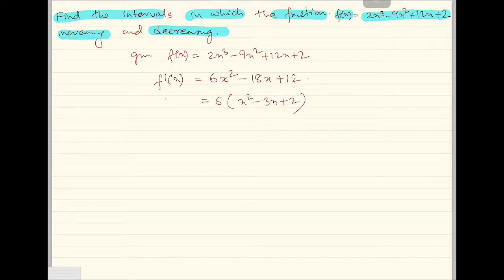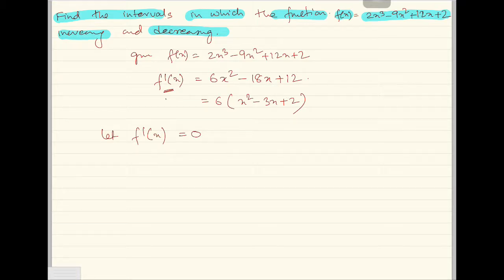Okay, now I need to find the intervals where this function is increasing or decreasing. For that, I'll compare this first order derivative with 0. Let f dash x equal 0. Let me find those points where f dash x will be exactly 0. If f dash x equals 0, the tangents are parallel to the x-axis. Isn't it, everyone? That is, each and every time the tangent is touching or parallel to the x-axis.